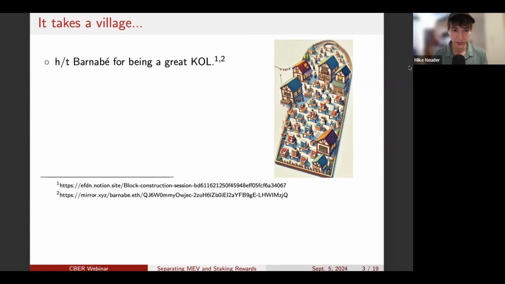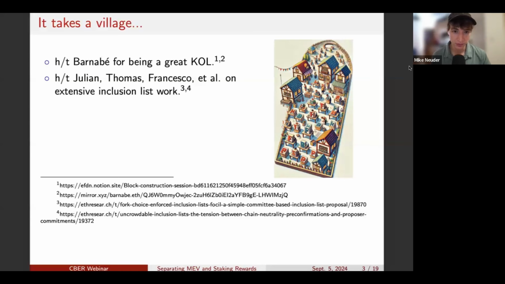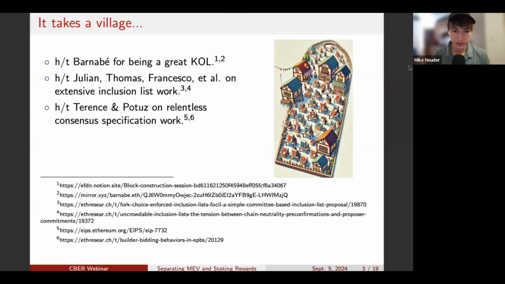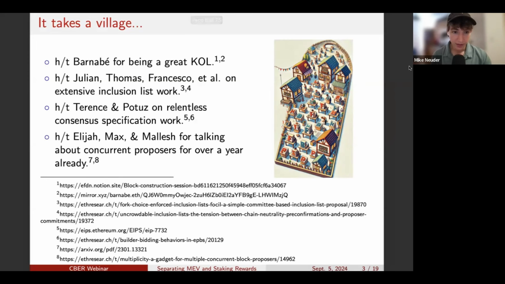And so Barnaby, who leads the Robust Incentives group at the Ethereum Foundation, has been a great KOL. This is a recent acronym I learned, which stands for Key Opinion Leader, on a lot of these topics. And I'll link some of the documents that helped contribute to this presentation and this line of work. Julian, Thomas, and Francesco have been doing a bunch of work on the inclusion list side. We'll talk a little bit about that. Terrence and Potes have done so much on the consensus specification, and they're software engineers and researchers at the same time, which is super valuable. And then Elijah, Max, and Malesh have been talking a lot about concurrent proposers. This is a slightly different variant of the block production discussion.